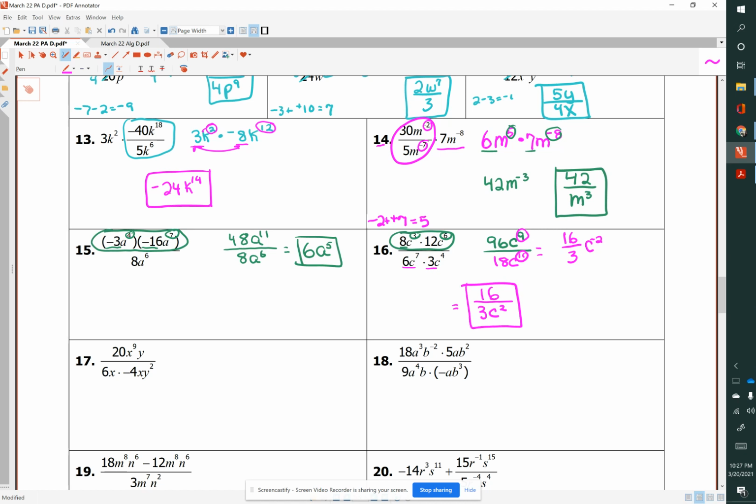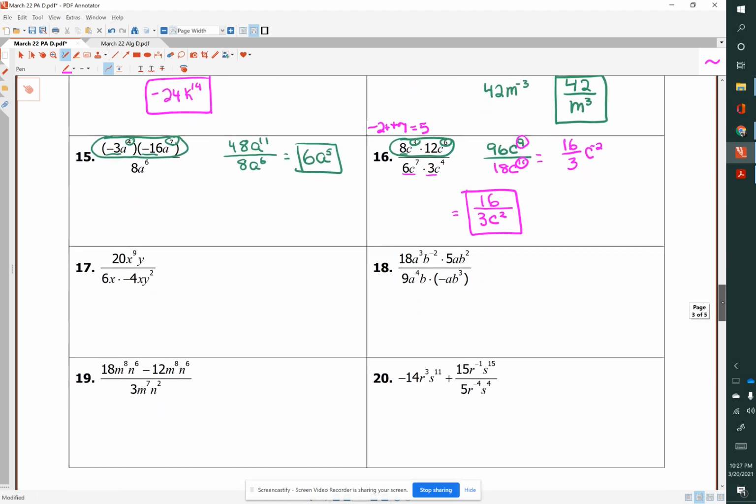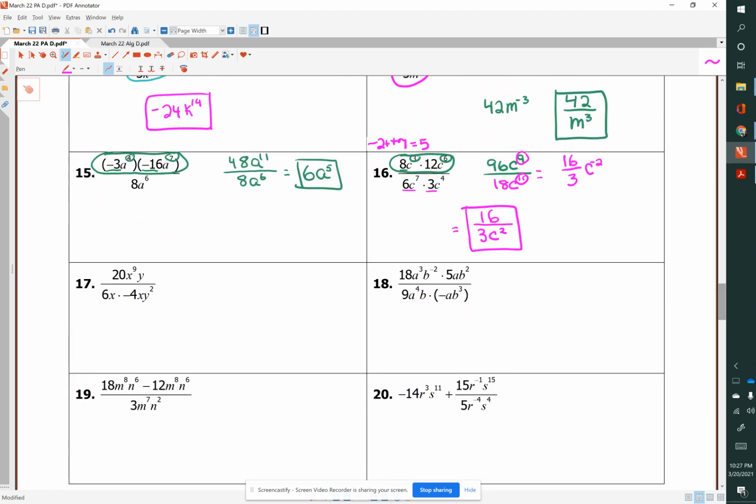Now, number 17, let's move the paper up a little bit. I will evaluate the denominator first before I divide it into the numerator using the quotient rule, which requires us to subtract exponents. So we have our numerator, I'll just copy that over, 20x to the 9th y. And then our denominator, 6 times negative 4 is negative 24.